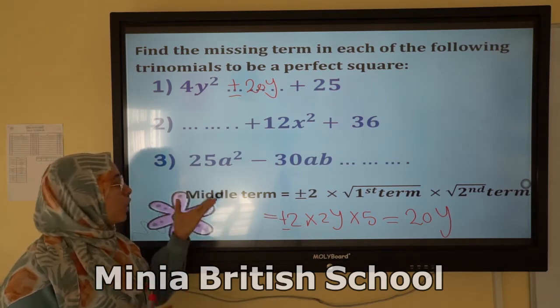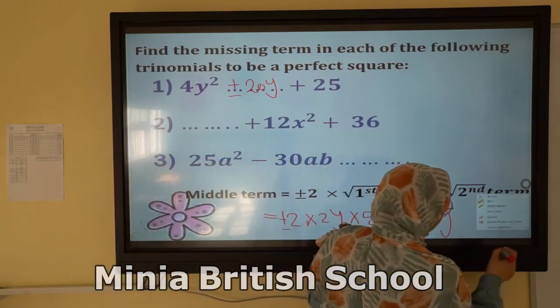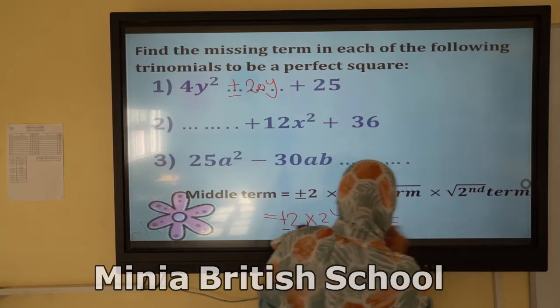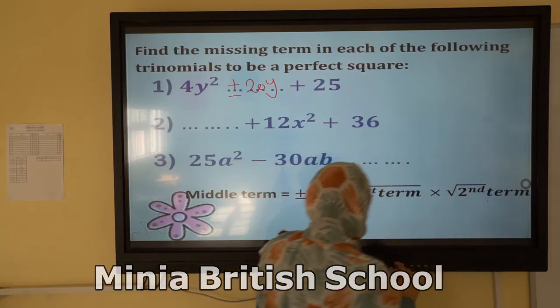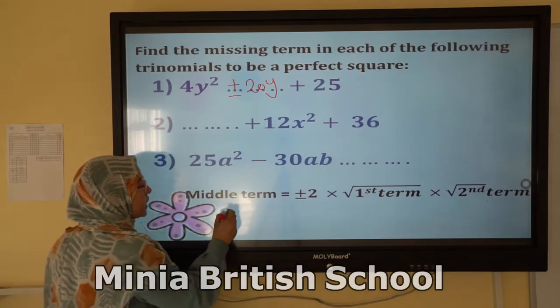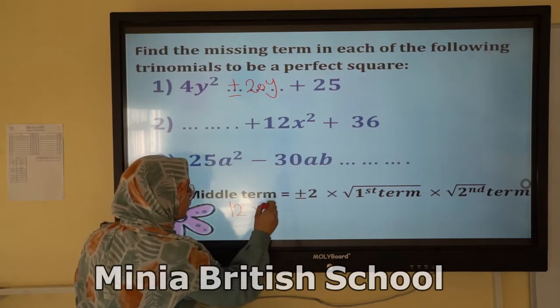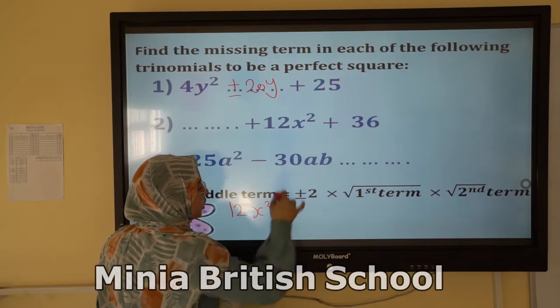By the same rule of the middle term, you can find that. Now, the middle term in number 2 is 12x power 2. So you can write here 12x power 2. This positive number equals what?